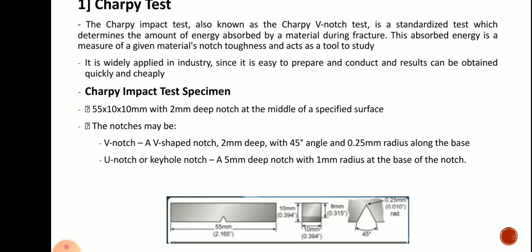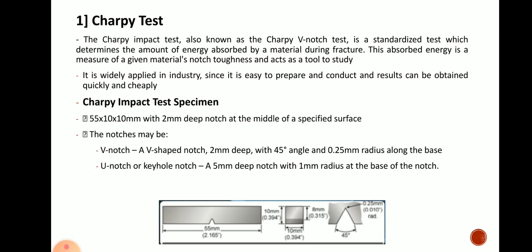Similarly, for the Charpy test we can take a U notch also. Whatever V notch they have prepared in the test sample, similarly we can prepare the U notch also. That U notch will have some specifications, such as 5 mm deep, and a 1 mm radius. So in the Charpy test we can use either a V notch or a U notch in the sample.